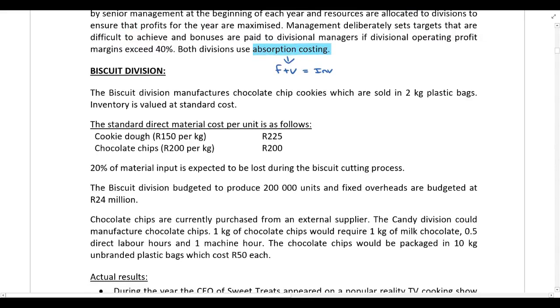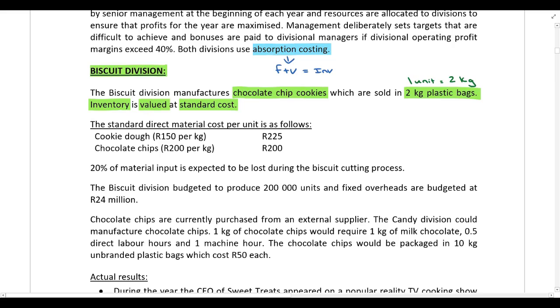First, you're given information relating to the biscuit division. The biscuit division manufactures chocolate chip cookies, which are sold in 2 kilogram plastic bags. Alright, so 1 unit is equal to 2 kilograms. Inventory is valued at standard cost. Alright, so let's discuss this in a bit more detail.